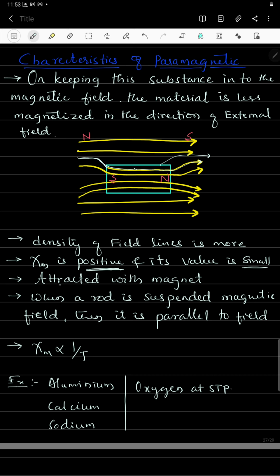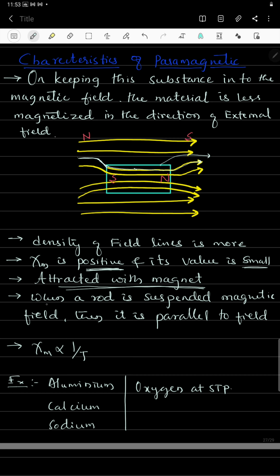And now here is another one: attracted by the magnet. So see here, these are the field lines, and instead of moving in a straight line, these field lines are attracted by this magnet, and those field lines are moving from the S to N pole.